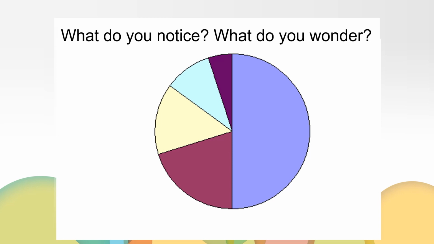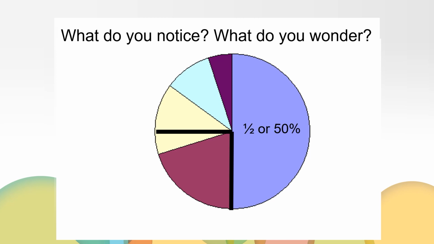You might have noticed that there are 5 colors. You also might have noticed that half of this circle is blue, or that the purple, the lighter purple, appears to be less than 1/4 of the entire circle. You may have even noticed that if you combine the two smallest portions, they appear to be equal to the tan portion of the graph. You might be wondering, what is the graph about? Let's get a little bit more information.